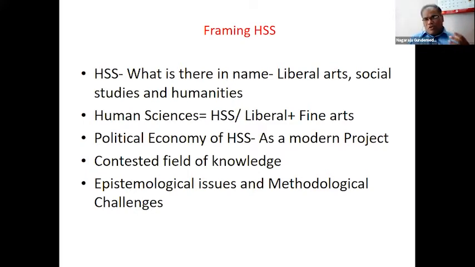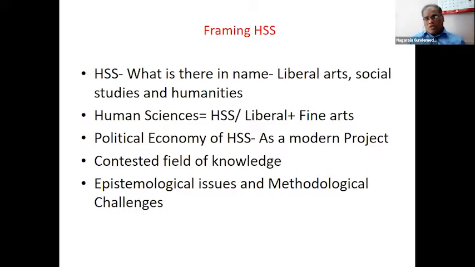What is the context in which the humanities and social sciences as branches of knowledge gained importance, and what are the conditions in different parts of the world in general and India in particular? And also, how do we understand humanities and social sciences?